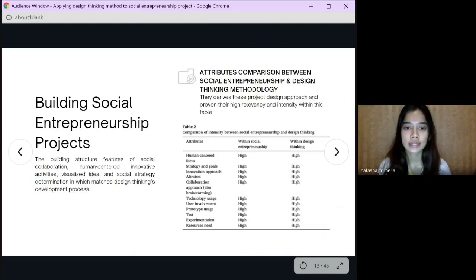Next one is building a social entrepreneurship project. Social entrepreneurs seek to generate innovative projects and to incorporate transformational changes into underrepresented and underserved communities. The building structure matches the design thinking development process, thus the attribute comparison between social entrepreneurship and design thinking methodology derives this project design approach that is displayed within table 2. Aside from that, the table also proves the high relevancy and intensity of those attributes.